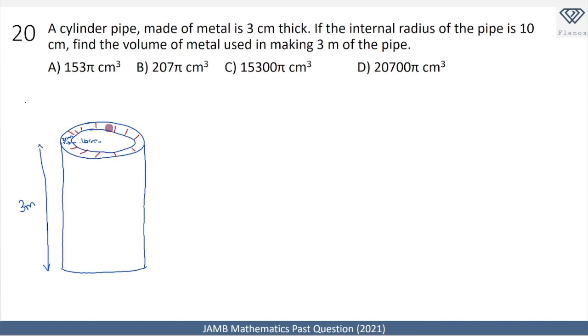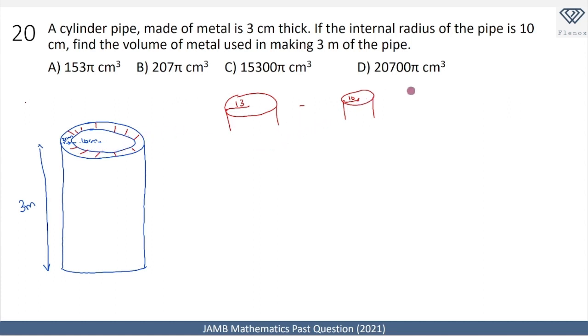Now, how do we find the volume of that section? If we think about it carefully, there's no formula for finding the volume of this thickness section. But what we can do is find the volume of this bigger section over here, where the radius is 13, and subtract from it that of the smaller section of the cylinder, which is 10. If we subtract the volume of this cylinder from the volume of this cylinder, what we'll be left with is the volume of this tiny section in between here.